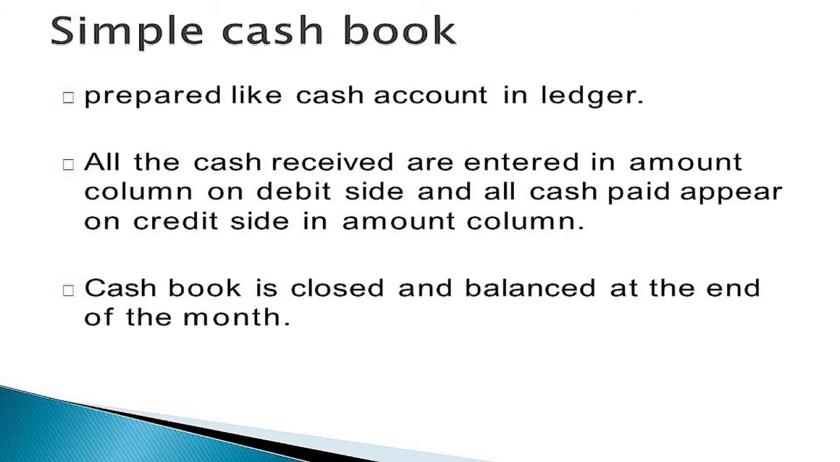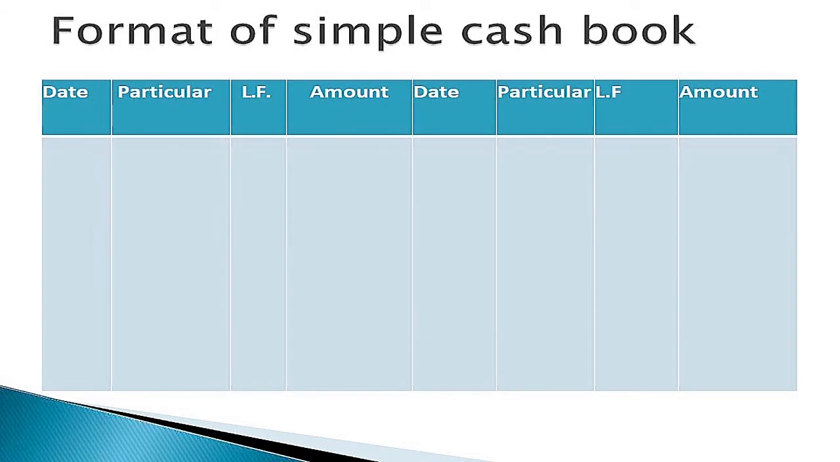Okay. The cash book is closed and balanced at the end of the month, same as the ledgers we prepare from problem number 28 to 37 or so. So we have to close the cash account at the end of each month. Look at the single column cash book. Only one amount column is there, debit side amount column and credit side amount column.